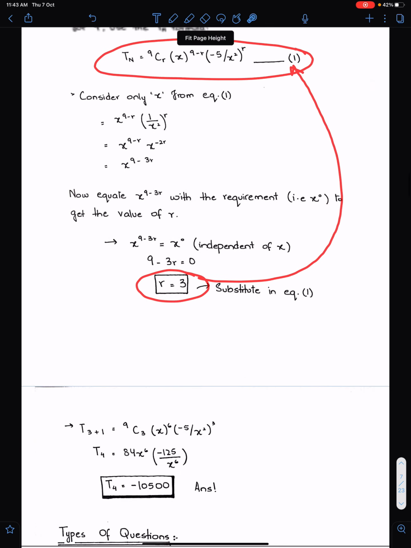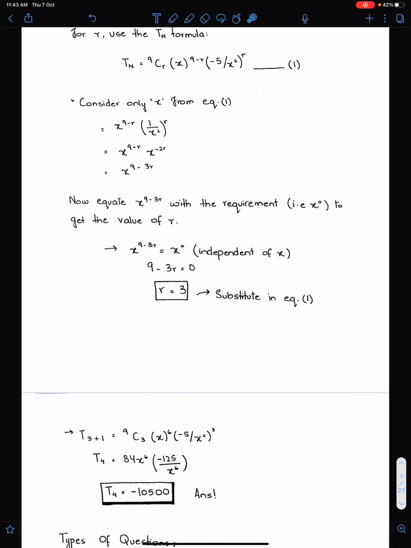See, when you substitute 3 here and here, you will get this thing. And when you simplify this, you will get this answer. This is the constant term.